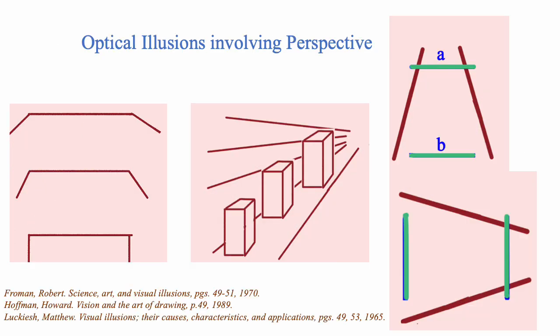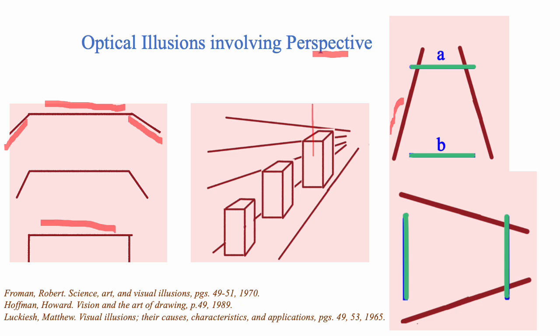Here are some optical illusions involving perspective, and you can see that they all have converging lines. So let's start with this first one. This horizontal line looks longer than this one down here because we expect it to be shorter since it is next to these converging lines.